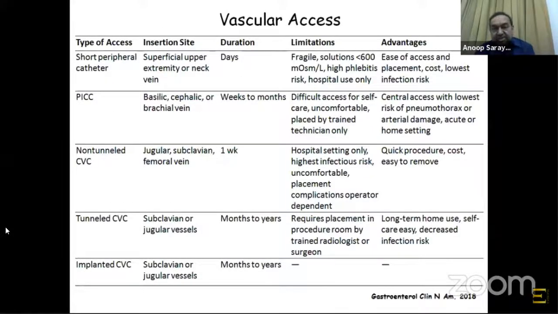So these are the various vascular accesses. They have their advantages and disadvantages. From the peripheral line, chances of infection are more, and from the central line, chances of infection are less. If we are using a subclavian line, then chances of pneumothorax are more, but the chances of infection are minimal. So these are various ways we can use vascular access to deliver nutrition.